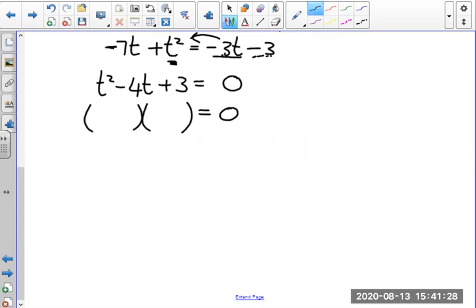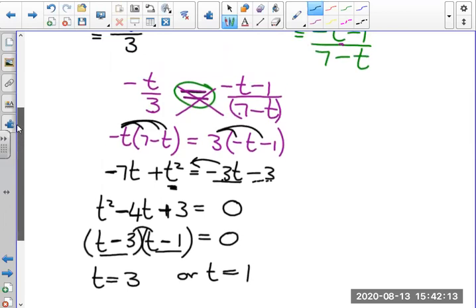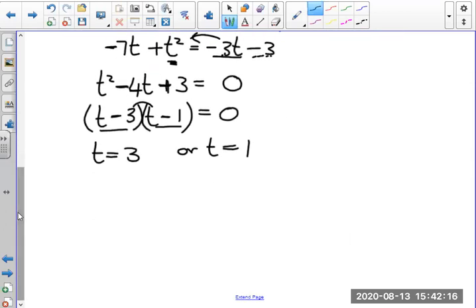Or you remember, if you can't factorize or you can't see the factors, you can always use the quadratic formula. But I can factorize: t times t, 3 times 1, and I want a minus 4t in the middle. So minus 3t minus 1t will give you a minus 4t, and minus 3 times minus 1 will give you that positive 3. So that works out. So this bracket is equal to 0, or that bracket is equal to 0. So now that will give me t is equal to 3, or t is equal to 1. So there's actually two different points that can work.